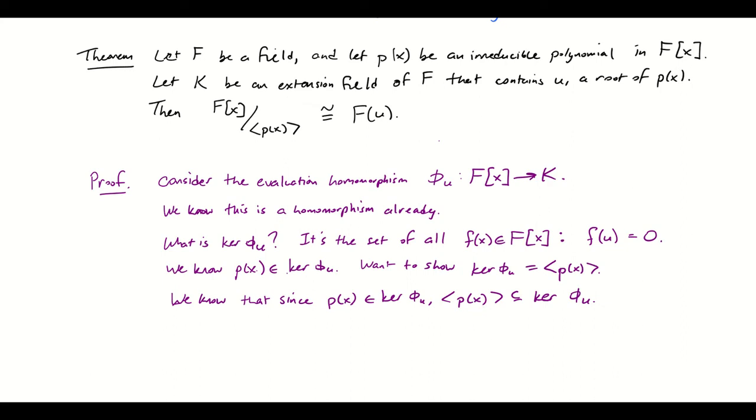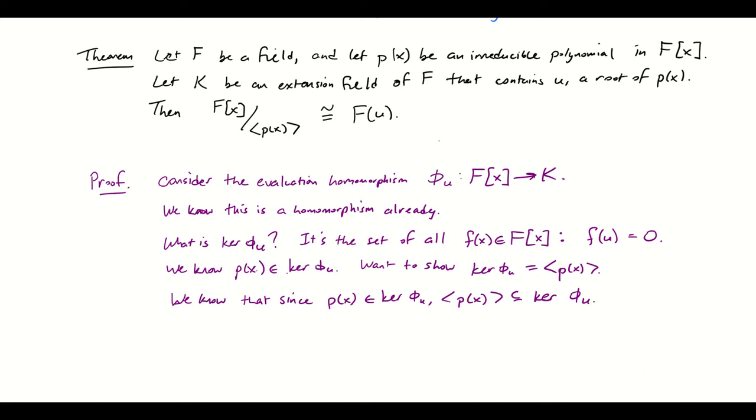If I take any polynomial that's a multiple of p of x, evaluating that at u is also going to give me 0. Another way of viewing it is to say, well, look, we know that the kernel is an ideal, so it has to absorb multiplication. So in particular, it has to absorb every multiple of p of x since it already contains p of x. That's another way of getting to the same place. Okay, so I know that.